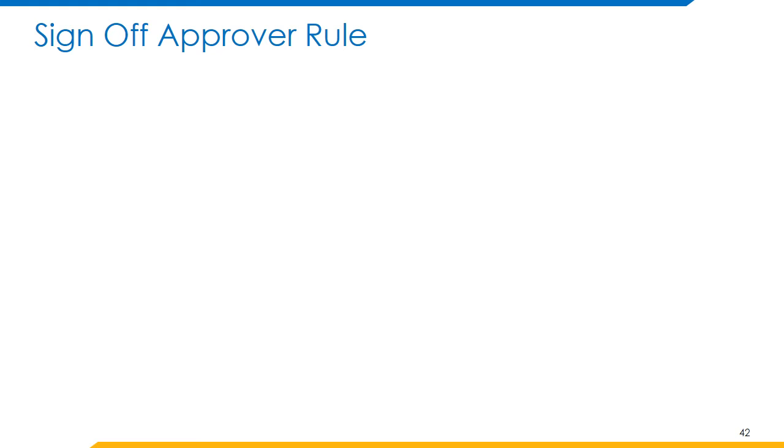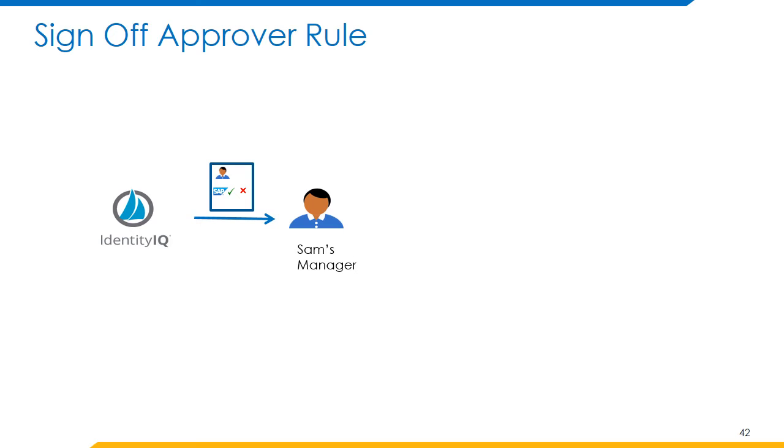Sign off approver rule. After a certifier makes a sign off on a list of certification items, this sign off is sent for approval to some other identity. Usually, such identity shall be the manager, which is the default behavior. In case we need to further customize this behavior, we can use a sign off approver rule.